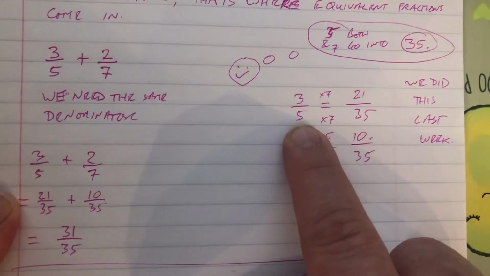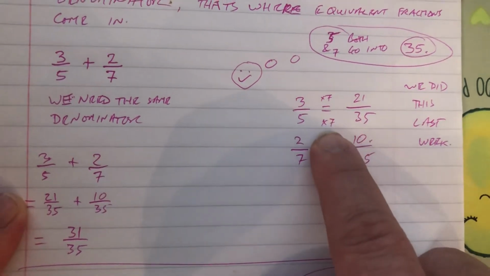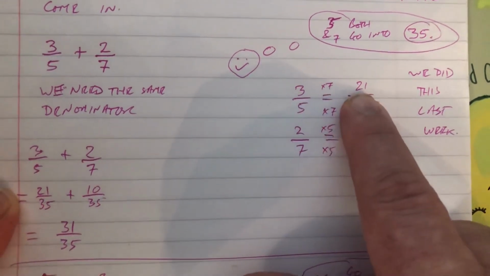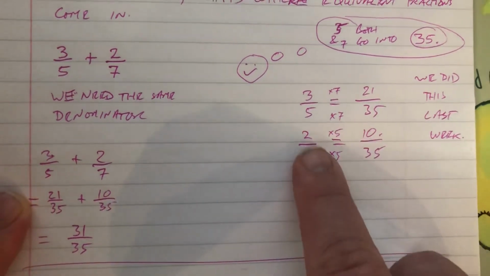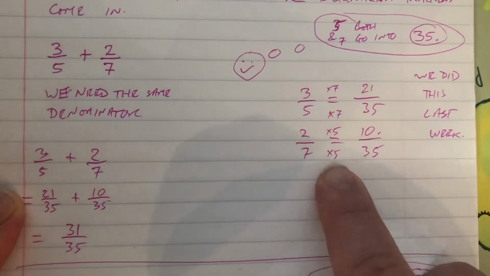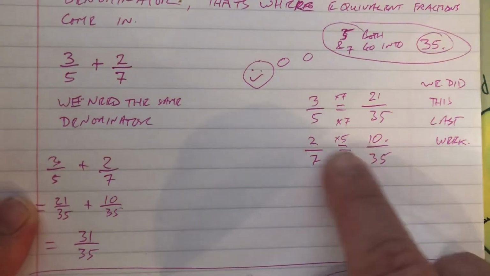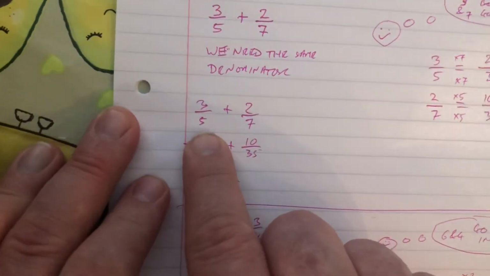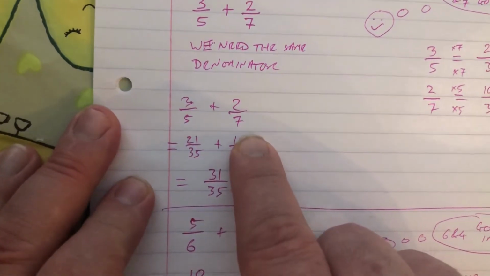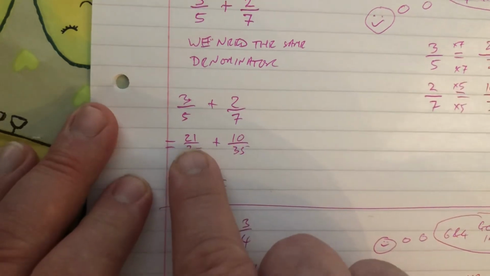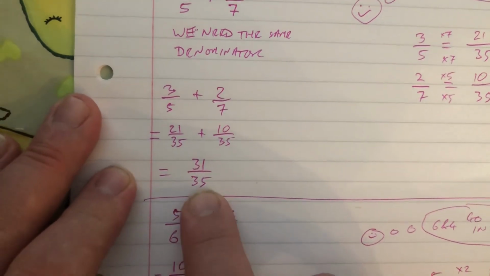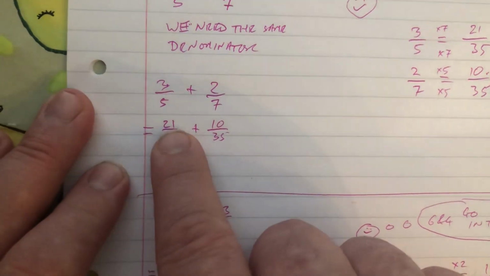So what would I have to times 5 by to get to 35? I'd have to times by 7. Remember balance from last week, 3 7s are 21. As I said, we did this last week. And then 7 times what is 35? That would be 5. So 2 times 5 is 10. So here we started with 3/5, add 2/7. We changed it to 21 35ths, add 10 35ths. Got the same denominator, so it's 35ths, and 21 add 10 is 31.